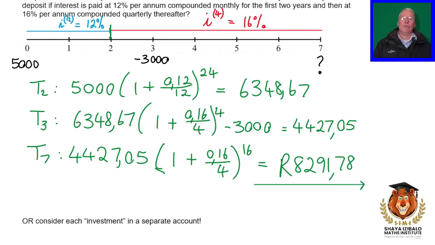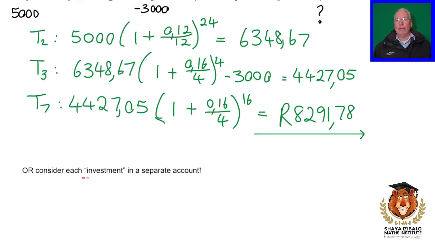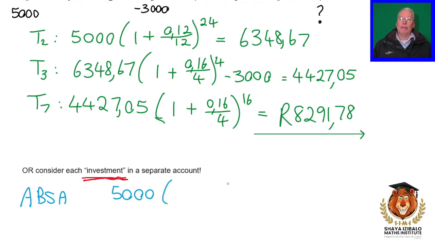Now, a different way of doing this, which I actually prefer, is to consider each of these investments, and I've put investments in quotation marks because some of them are positive, some of them are negative. Consider them in different accounts. Suppose this amount was in the ABSA account, okay? So let's work out how much it becomes. So basically it's going to be 5,000. That is then going to get 2 years worth of interest, exactly as before.